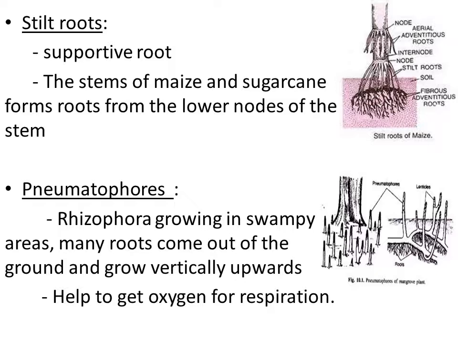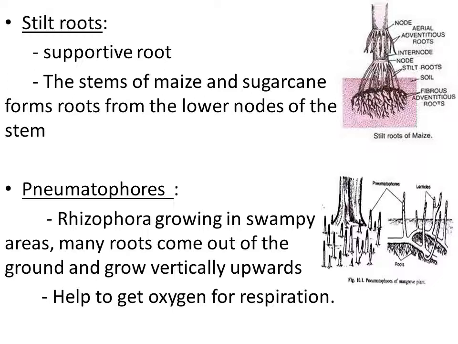Pneumatophores consist of lenticels. There are small pores present on the surface of pneumatophores. They help in the exchange of respiratory gases. So the plant gets a sufficient amount of oxygen because of this modified root. So pneumatophores help in respiration. They are also called breathing roots. Why are they called breathing roots? Because they help in the exchange of respiratory gases.